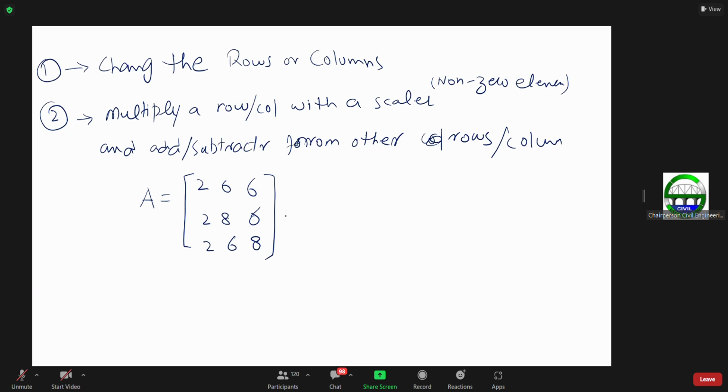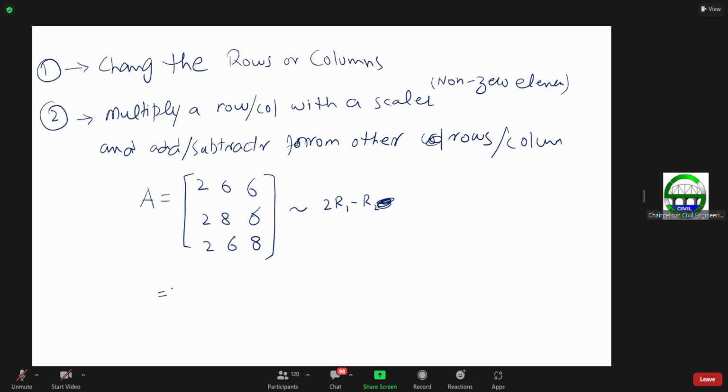If you have this one, you can make a row operation. Like for example, I made the operation 2R1 minus R2 is equals to, let's say you made this operation.